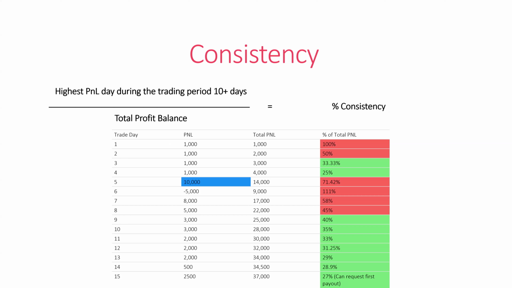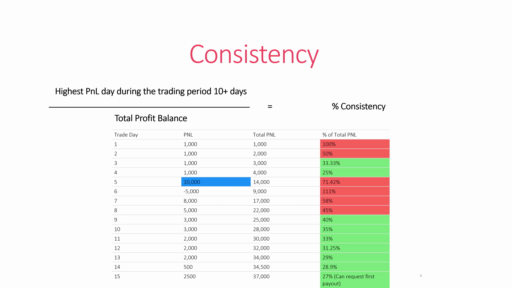Let's go over consistency. This is for prop firms that use consistency in terms of payout. You'll see prop firms require 40% consistency, or Apex is like, I think, 30% consistency. They take your highest P&L of that 10-day, or 10-plus trading day period, and divide that over the total balance, and that's how you get your percentage consistency. So if you look at this slide, that's how they calculate it, basically taking the highest P&L of that one trading day and dividing by the overall balance.